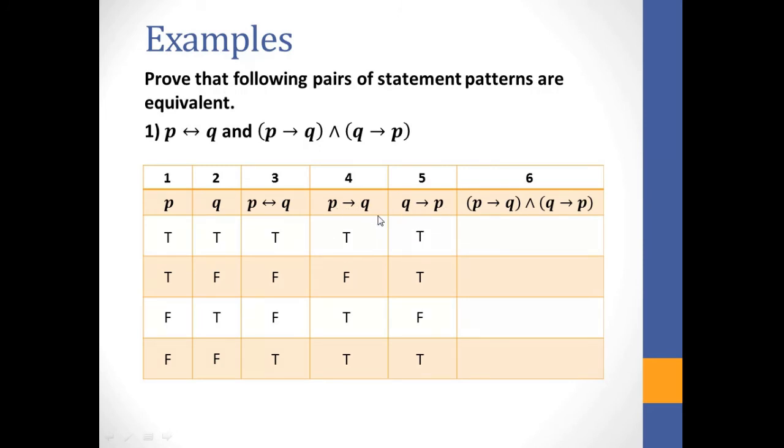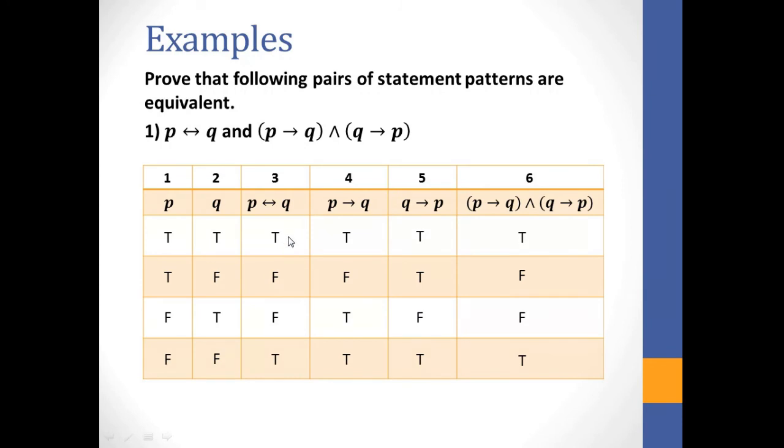P implies Q and Q implies P. So this and this, see here, T and T is T, then F and T is F, then T and F is F, and last one T and T is T. You know that very well, conjunction is there, so values are like this.